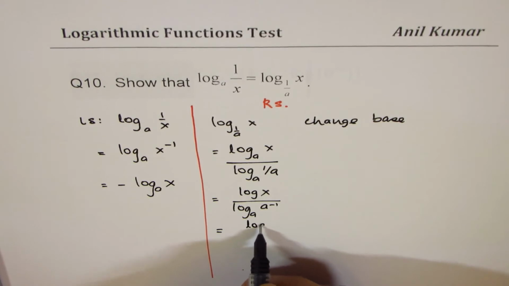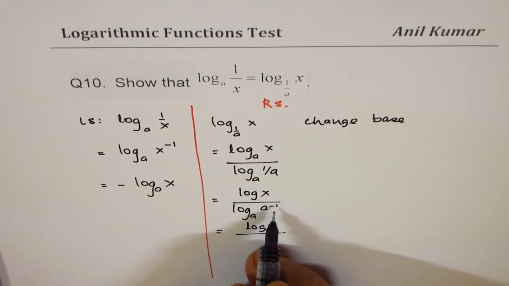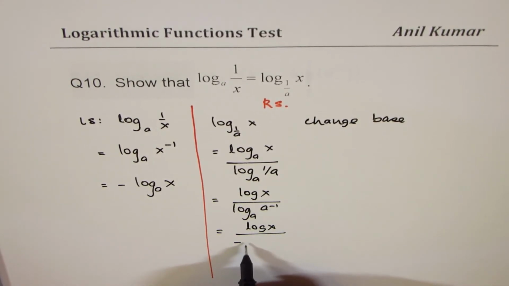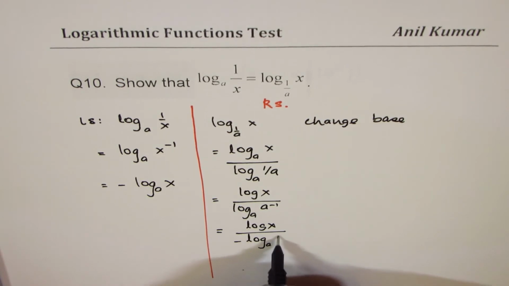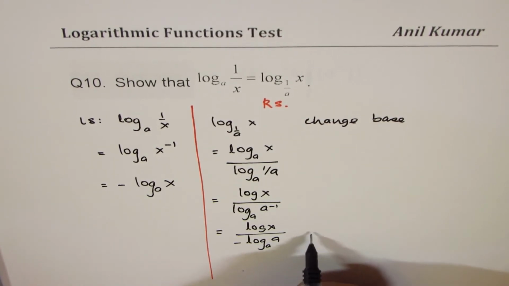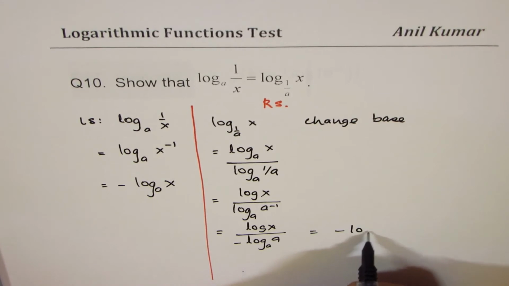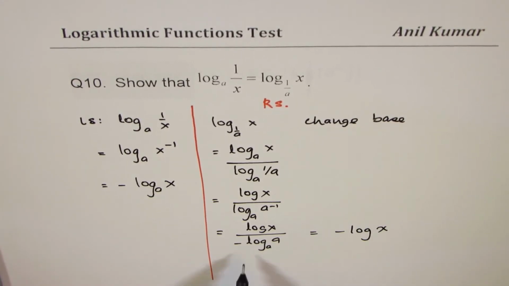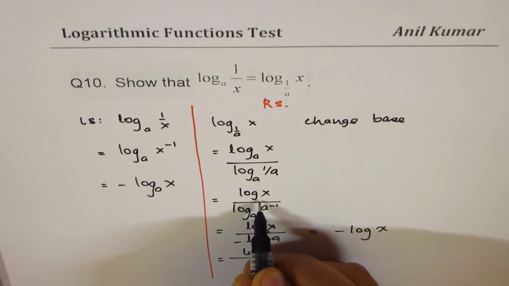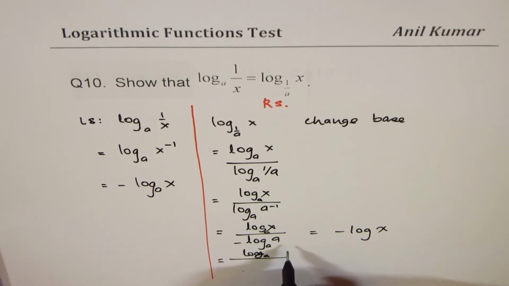That gives us log to the base x of a over, using the power rule, we get minus log a of a, which is minus 1. And that is equal to minus log of x, correct? Let me just complete one more step here. We could write log of a to the base x of minus 1, correct? So log to the base a.